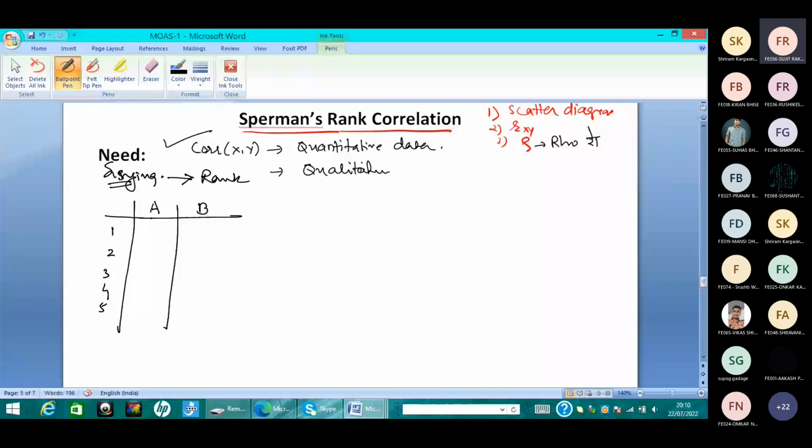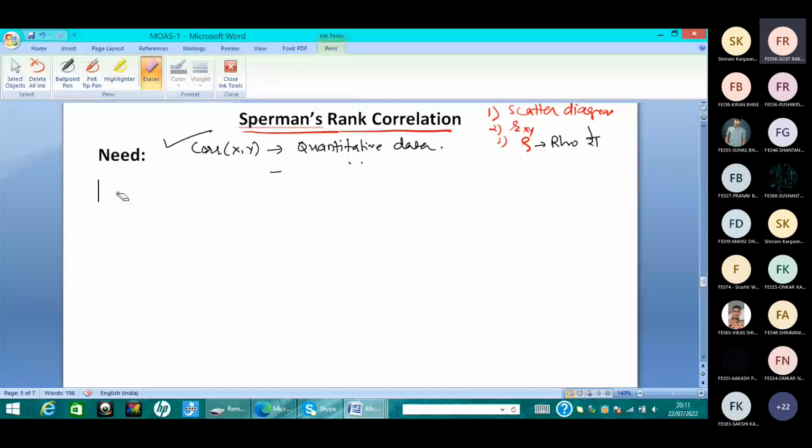In this case, we rank the observations in some order, either increasing or decreasing. But you have to do it the same way for both the data. Suppose you chose to do the ranking in an increasing way, then for both the variables you have to do it in the increasing way. If you chose decreasing, then you have to keep the same format for both the sets. Now let's come to it. There are two cases in Spearman's rank correlation.